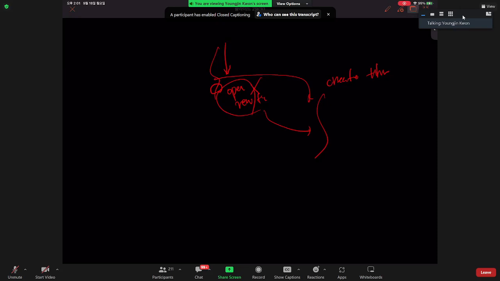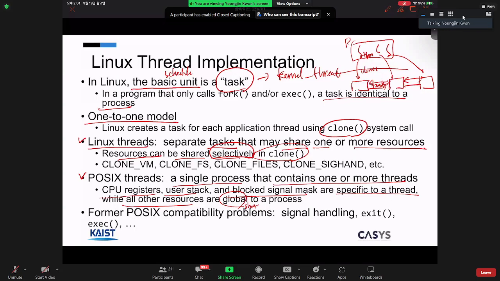That is a different semantic from the POSIX thread we learned. In POSIX thread, by default, all kinds of state are shared, but Linux has this controllability. That's the difference between Linux threads and POSIX threads.